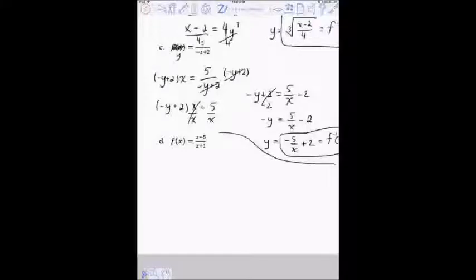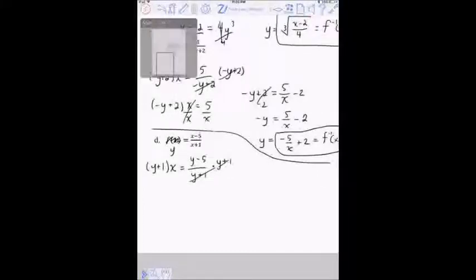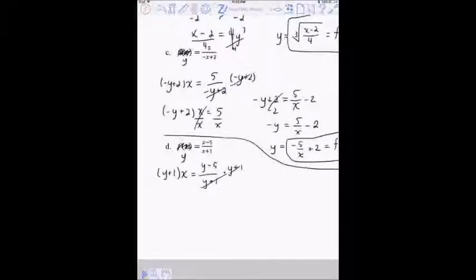Okay, and finally, part D, we're going to switch the place of x and y. So this y is going to become an x, and then both of those x's are going to become y's. And then similar to part C, I want to try to get rid of this fraction here by multiplying by the denominator on both sides. And then I'm also going to, in this case, distribute the x.